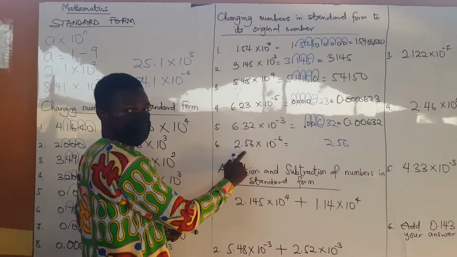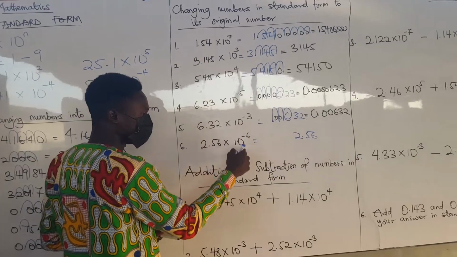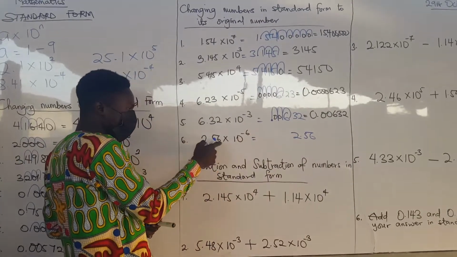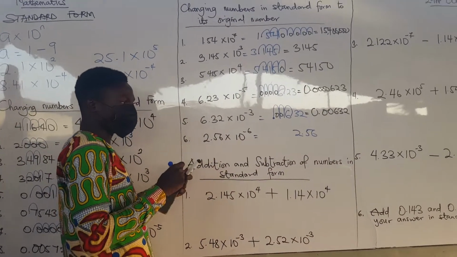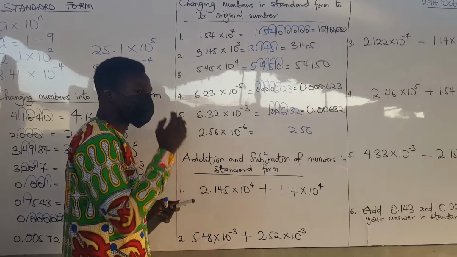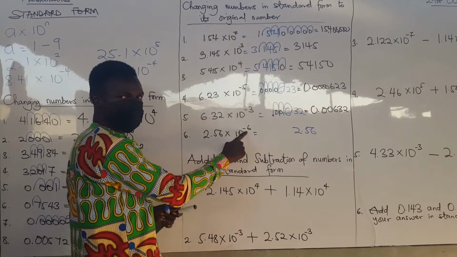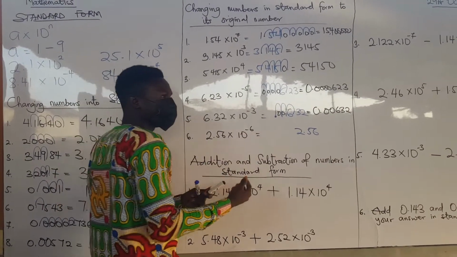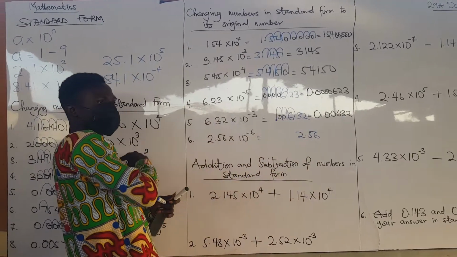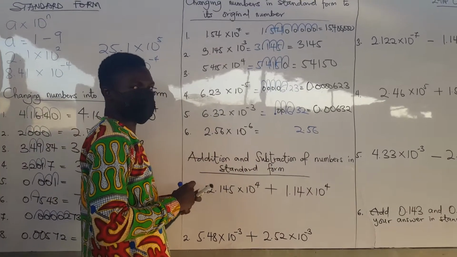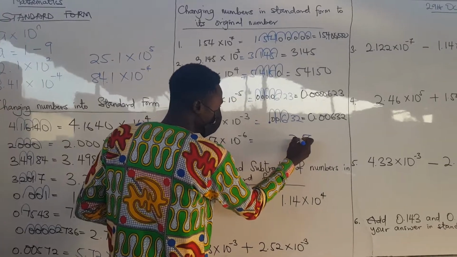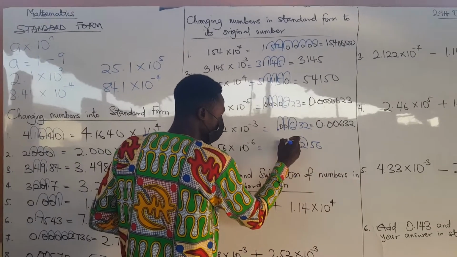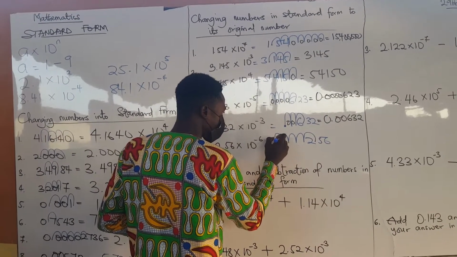2.56 times 10 raised to the power negative 6. We are changing this number into its original number, but we have to consider the power of 10. Because it is negative, the movement will be done to the left. How many times? 6 times. So let's move: 1, 2, 3, 4, 5, 6.